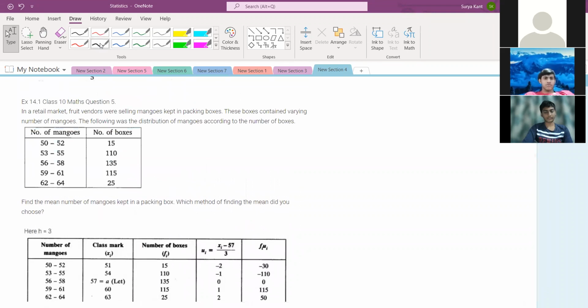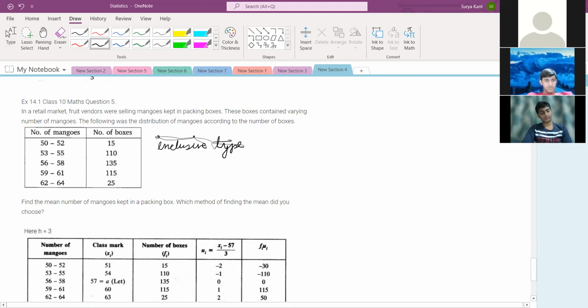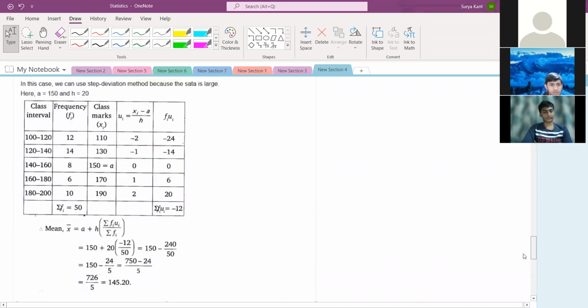So here, if you see, this we call as inclusive type. And this upper one is what? Exclusive type. Why do we call it inclusive and exclusive? Do you know that?